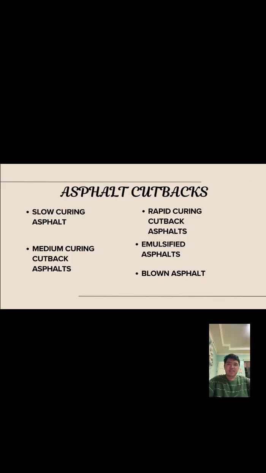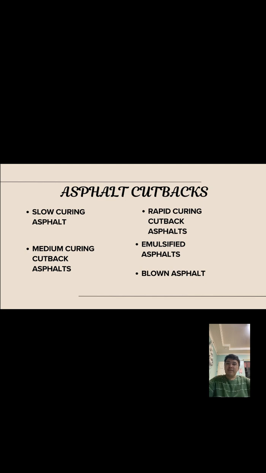Asphalt cutbacks. Examples of these are slow curing asphalt, rapid curing cutback asphalt, medium curing cutback asphalt, the emulsified asphalts, and the blown asphalt. So first, let's talk about the slow curing asphalt. Slow curing asphalts are produced by distilling crude petroleum or by adding heavy distillates like diesel oil to asphalt cement. They have lower viscosities than asphalt cement and harden slowly. Slow curing asphalts are classified by their kinematic viscosity at 60 degrees Celsius, with designations such as SC70, SC250, SC800, and SC3000. These asphalts are no longer specified in the AASHTO standard.